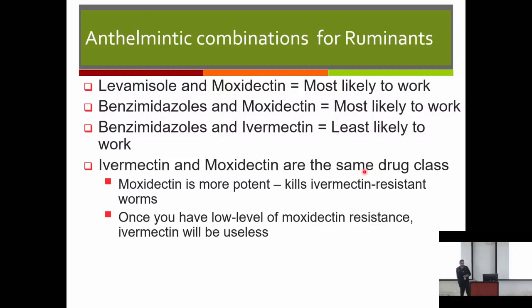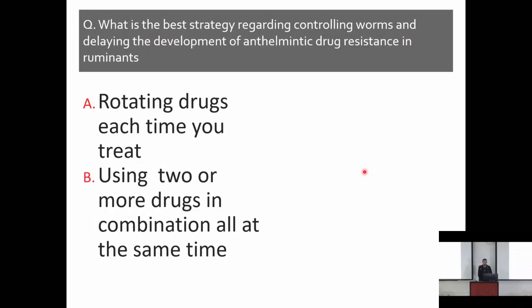Okay, so let's do some questions. Can you take out your point solution? Let's see what you understand up till now. So, what is the best strategy for controlling worms and delaying the development of anthelmintic resistance in ruminants?